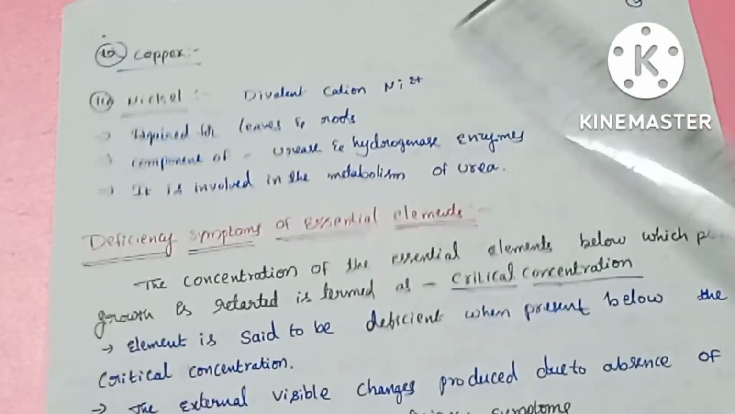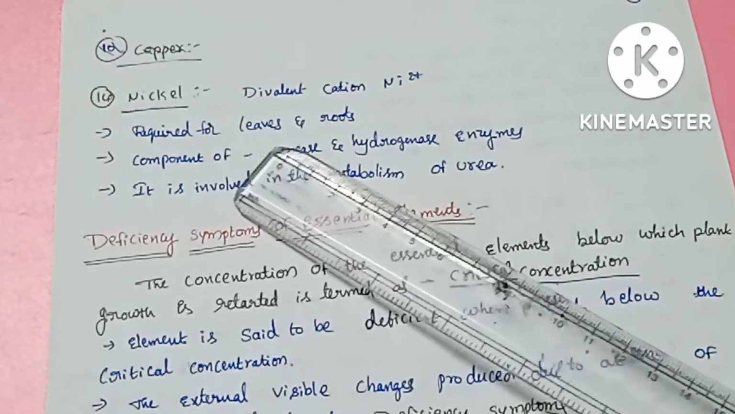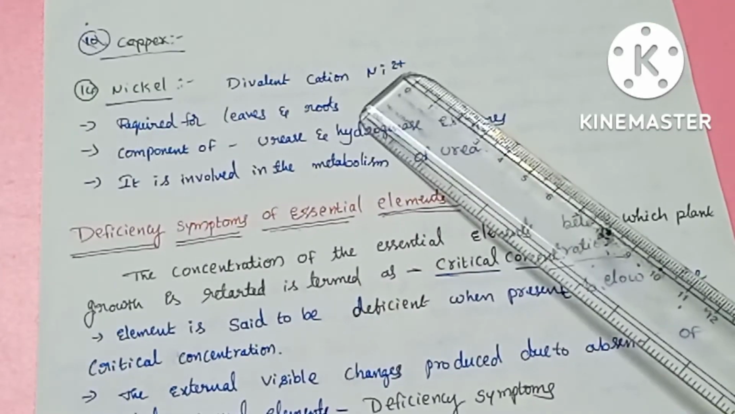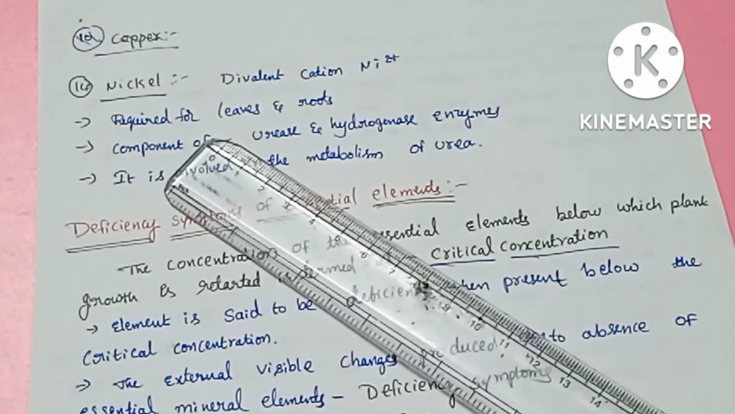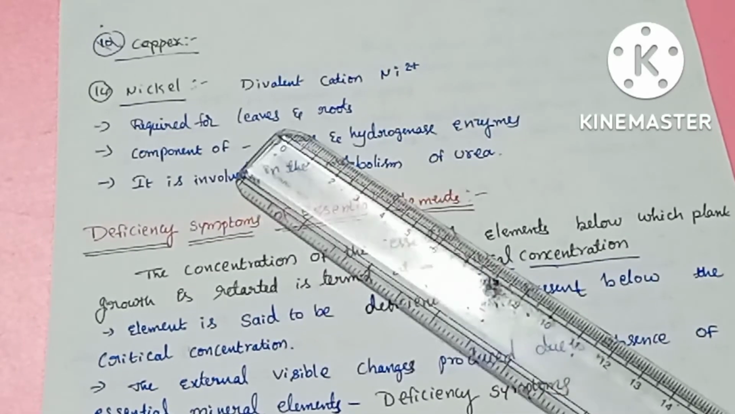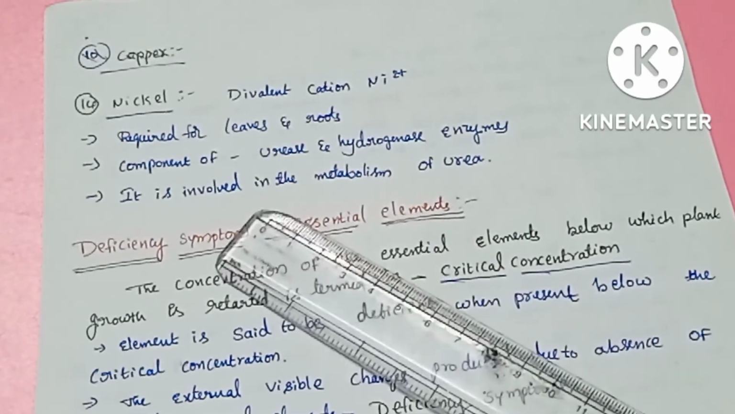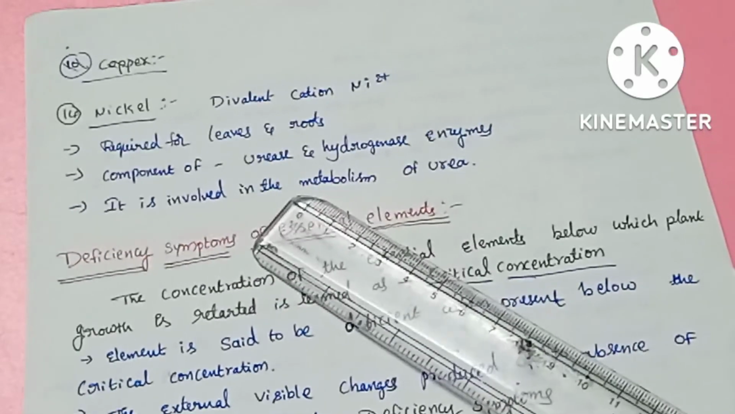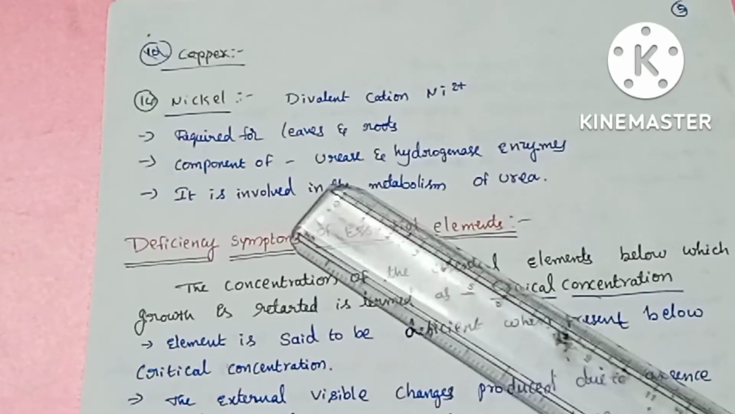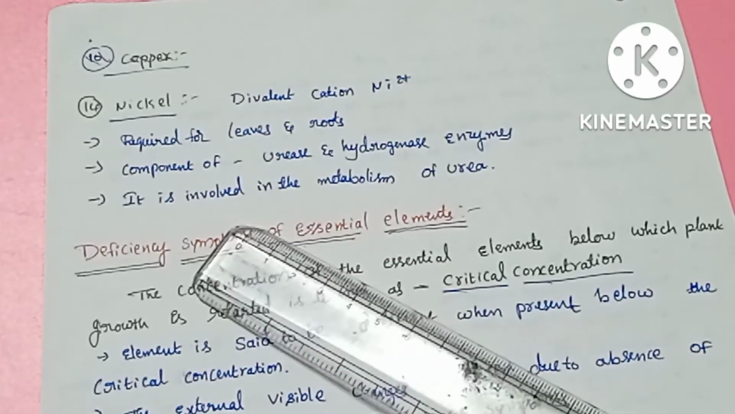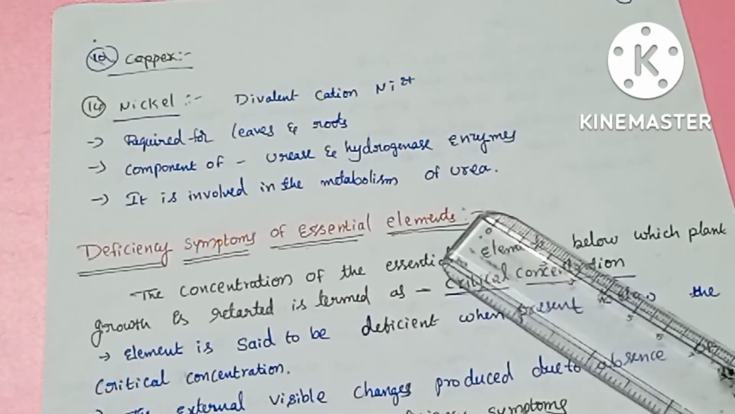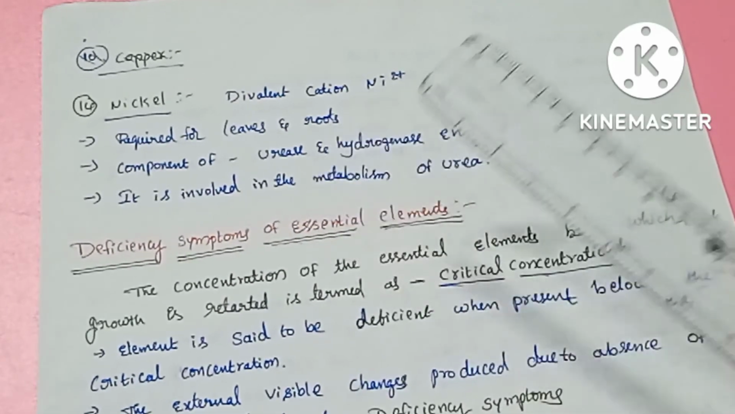The last one is nickel. Here, this nickel is absorbed in the form of nickel, Ni2 plus ions, and it is required for leaves and roots, and it is a component of several enzymes like urease and hydrogenase enzymes. The nickel is the important component, and hence it is involved in the urea metabolism. So this is about the nickel.